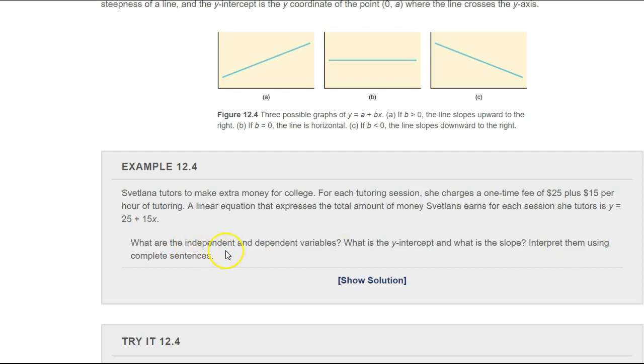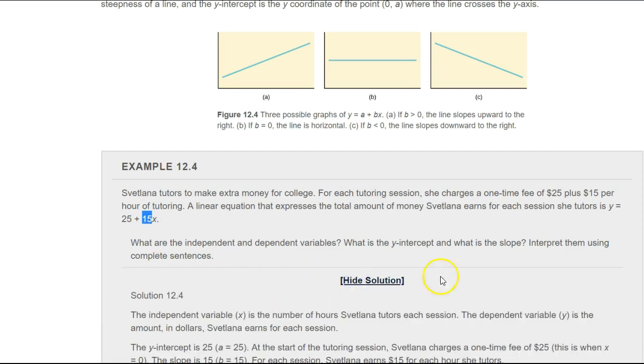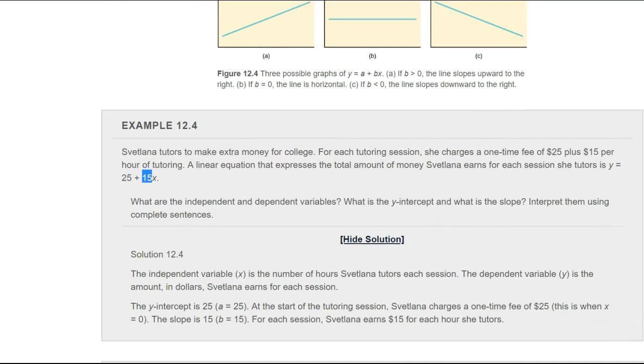Okay, the independent variable is the x part of it, which would be the number of hours of tutoring that Svetlana gives. The dependent variable is the y variable, and it's the total cost per tutor session. What's the y-intercept? The y-intercept is the a value, so 25. What is the slope? It is always the value in front of x, and therefore our slope is 15. So let's see what they say. That was my interpretation, but let's see what they say.